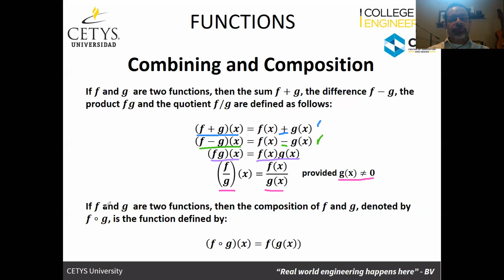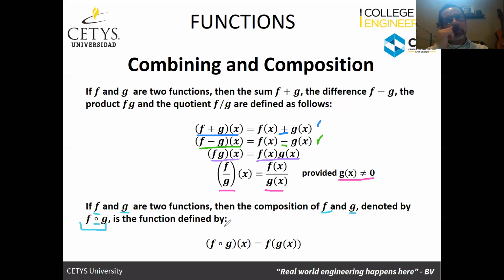And if we have two functions f and g, and we're going to be doing the composition of f and g, the composition is represented by a little circle here. This is the symbol for the composition. Then that means that f becomes a function of g. And basically what we're going to be doing is substituting g within f of x, okay?